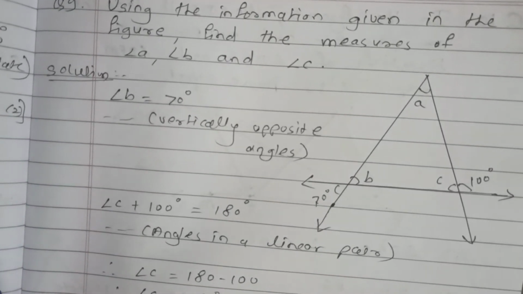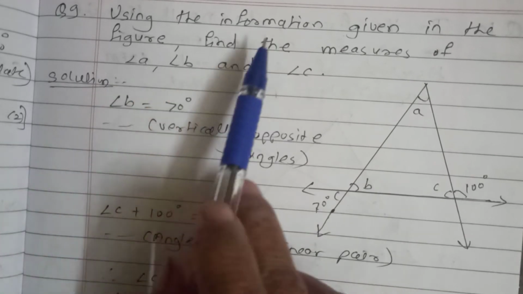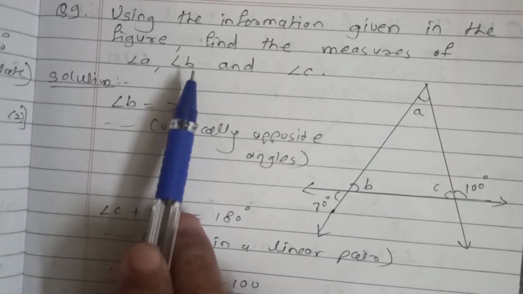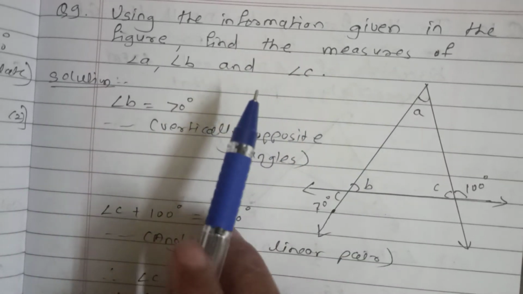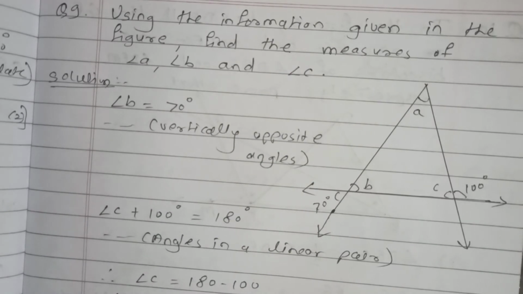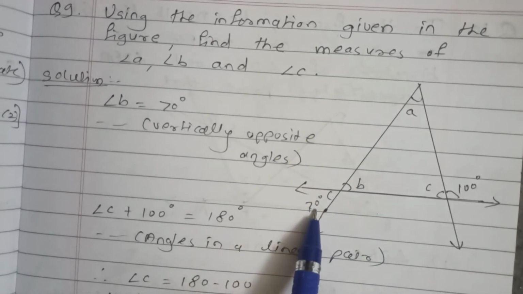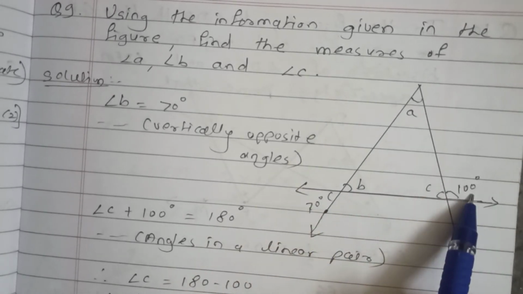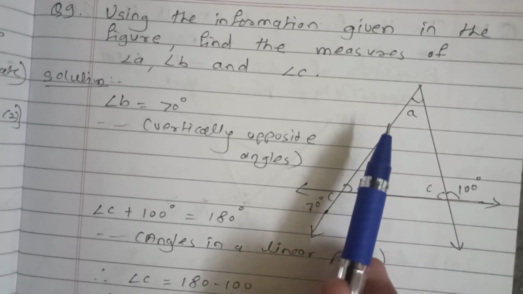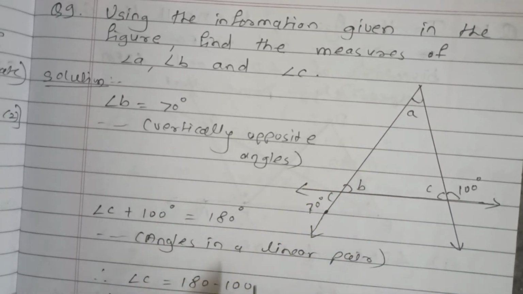Using the information given in the figure, find the measures of angle A, B and angle C. Okay, students, this is a simple example. Now we can see in the figure, this angle is 70 degrees, this angle is 100 degrees, it is given. We have to find angle A, B and angle C.